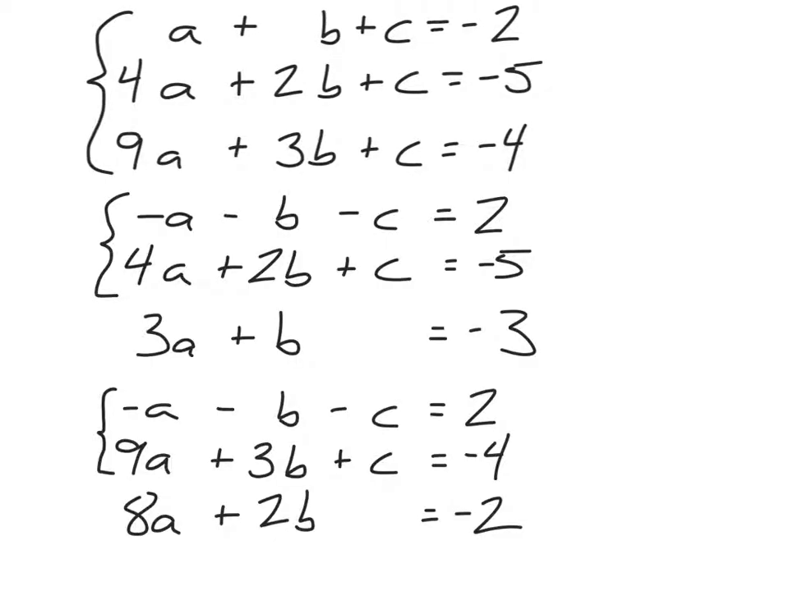Now, when I did this one, I chose to make the c's eliminate because they were all 1s. I just needed to make one of them negative along the way. And so by doing that, I combined first equations 1 and 2 to get that equation. Then I combined equations 1 and 3 to get that equation. Yours might have looked different depending on which variable you chose to try to eliminate.